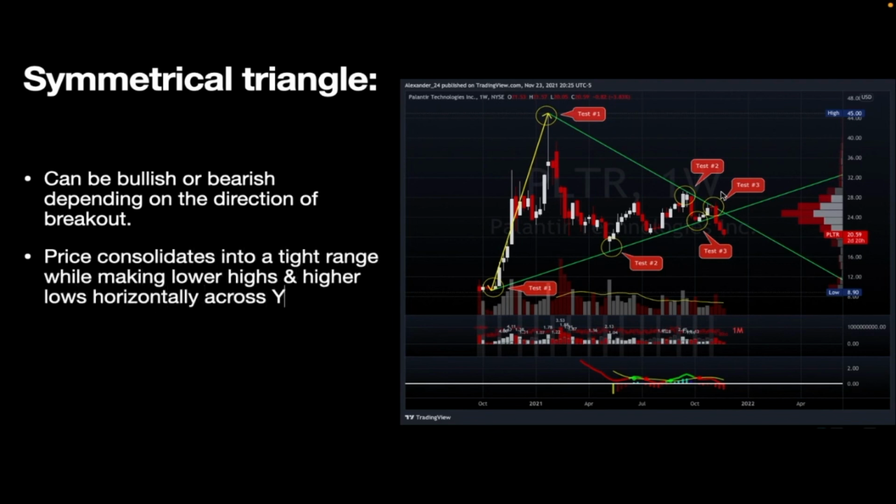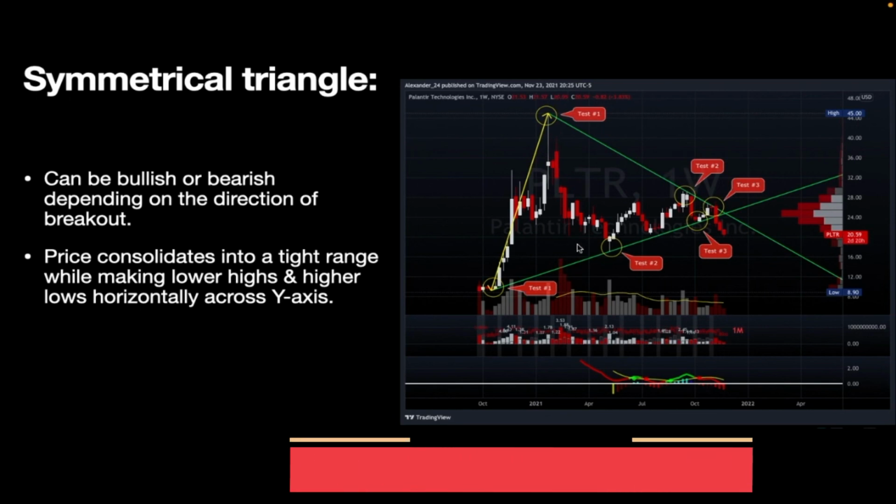So essentially for a symmetrical wedge, price consolidates into a tight range while making lower highs and lower lows horizontally across the y-axis. So with all the other wedges, you're kind of going up and you have the resistance in the way for a blow off top. The other one, you have flat bottom support, downtrend, but this one's going horizontal across your y-axis. So you can kind of see how it's got equal lengths on the trend line. You still got your 3 tests on each side, so 1, 2, 3, 1, 2, 3.